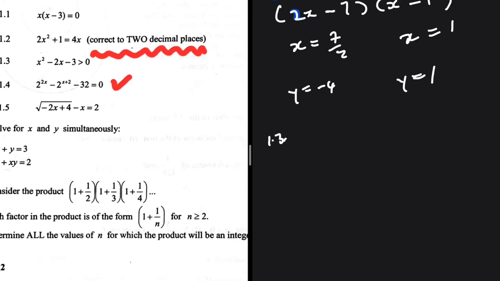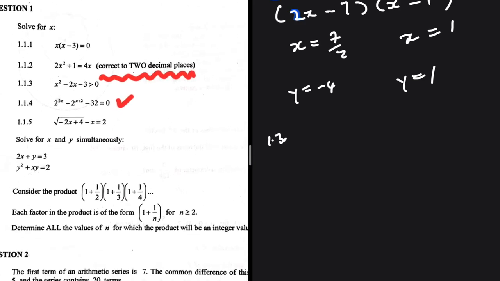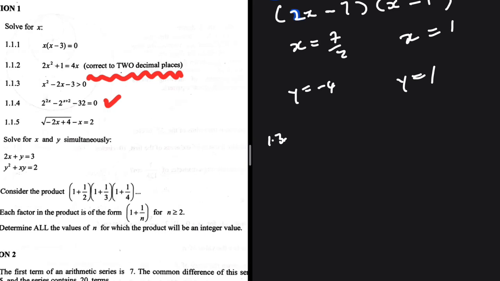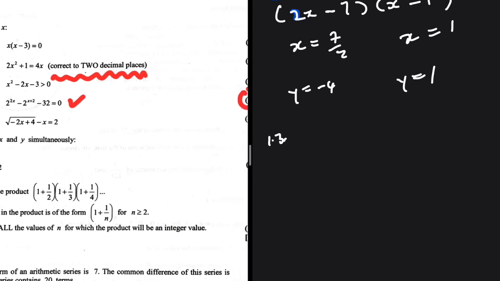I did post a video on a question like this not too long ago. So let's take a look. Determine all the values of n for which the product will be an integer value. Let's do that in a separate video.